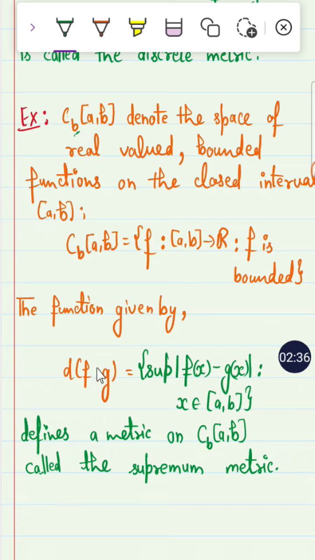Now we define the metric. What is the function? The functions are taken from this space, right? We define d(f, g) as the supremum of the absolute value of f(x) minus g(x) such that x is in the closed interval. This defines a metric on B[a, b], called the supremum metric, right? This is the space and this is the metric.